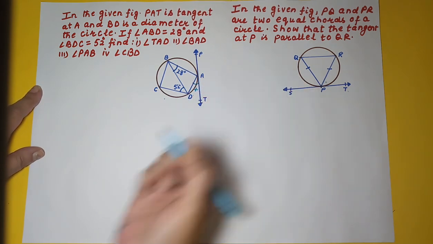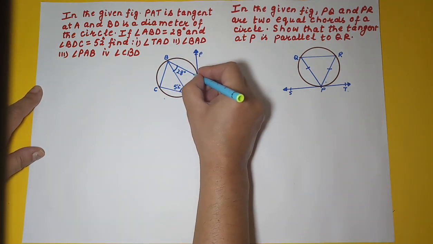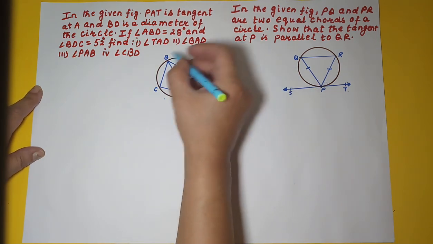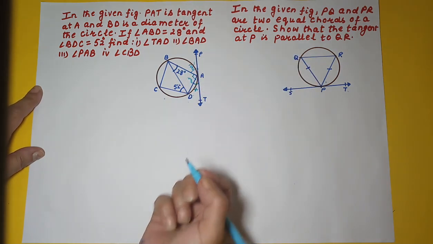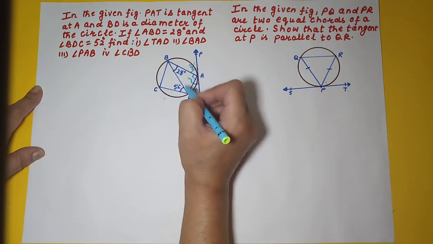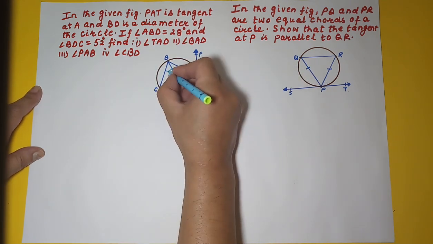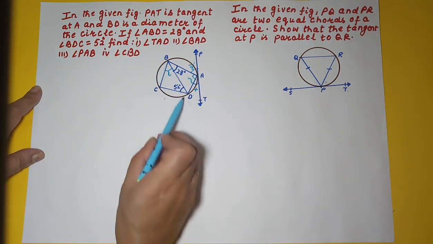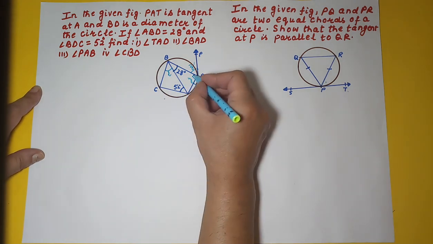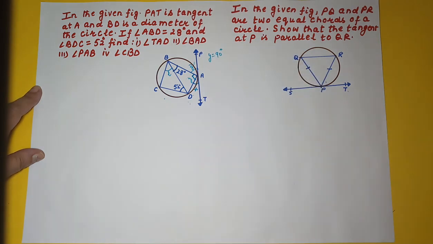Let this be X. BAD, that means this angle, let this be Y. PAB, let this be Z. And CBD, that means this angle, let this angle be L. Right? Okay. Now since BD is the diameter of the circle, this angle Y will be 90. Angle in the semicircle. Simply.